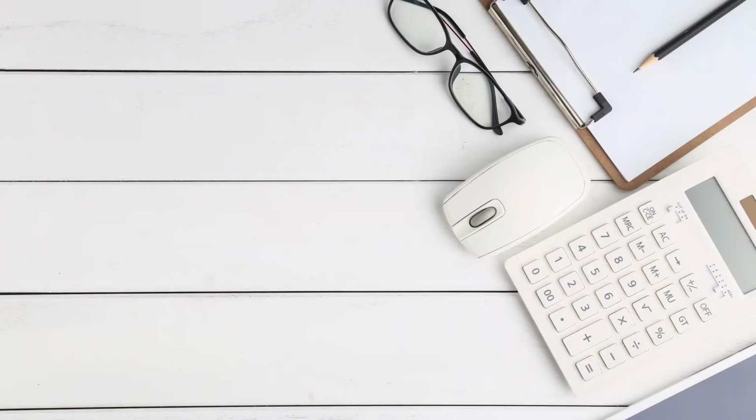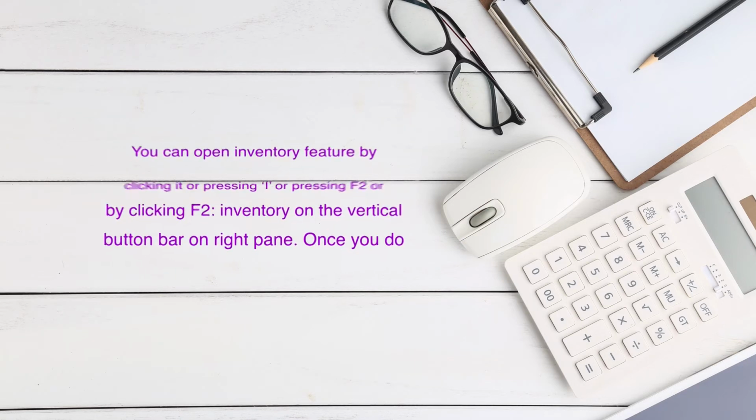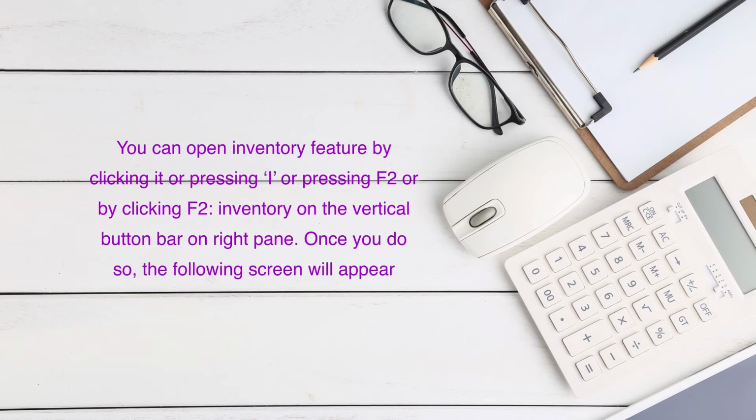Now let's move ahead. Next we talk about the inventory features. The inventory features consist of journal storage and classification, order processing, invoicing, purchase and sales management and other features. You can open inventory features by clicking on it, or by pressing I from the keyboard, or pressing F2, or by clicking F2 inventory on the vertical button bar on the right pane. Once you do so, the following screen will appear.